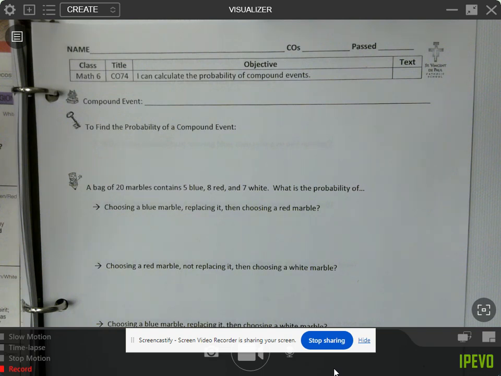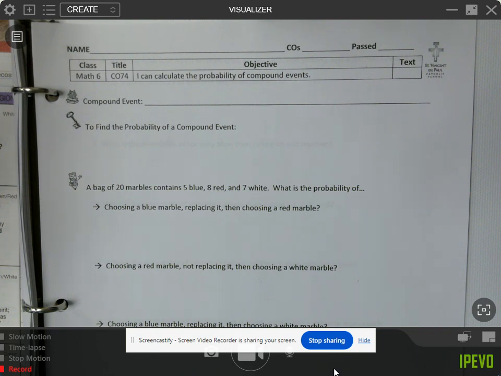Morning. Today we are continuing with our unit on probability, and we are starting with CO74. I can calculate the probability of compound events. Remembering last week when we did CO73, that was calculating the probability of a single event. We had one event. What's the probability it's going to happen? I flip my coin. What's the probability I'm going to get heads?